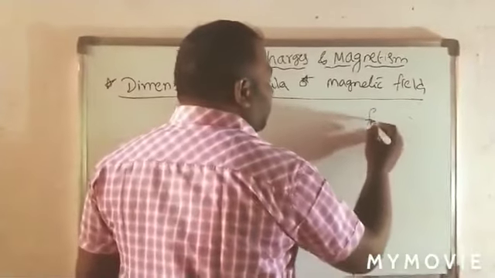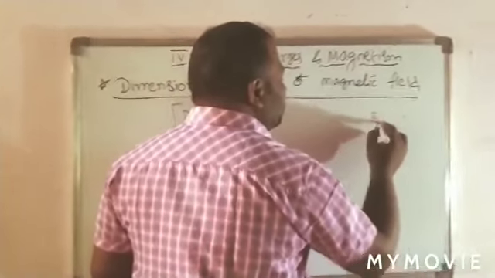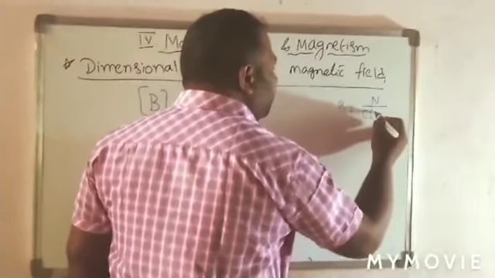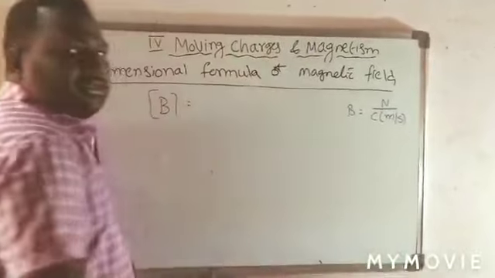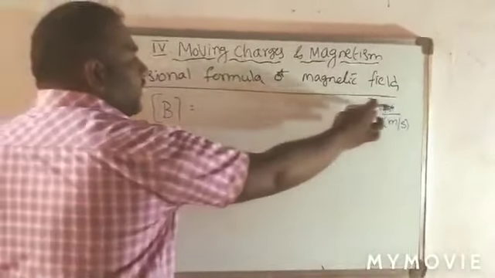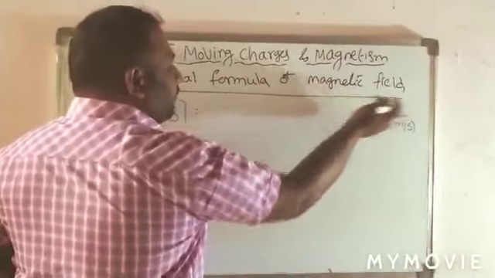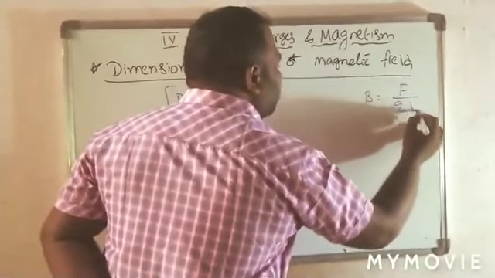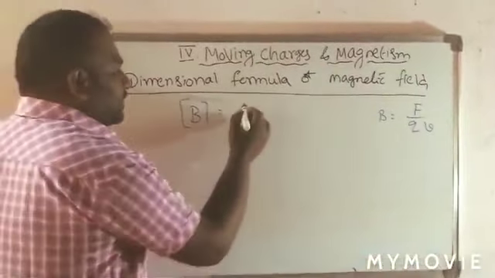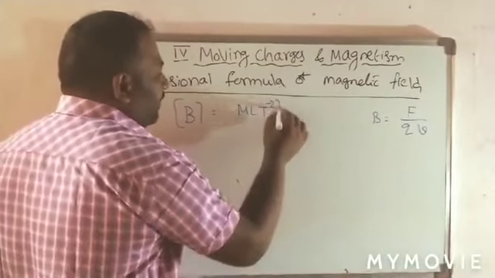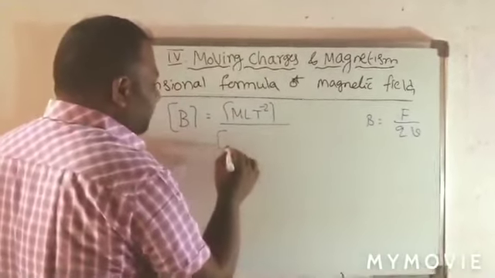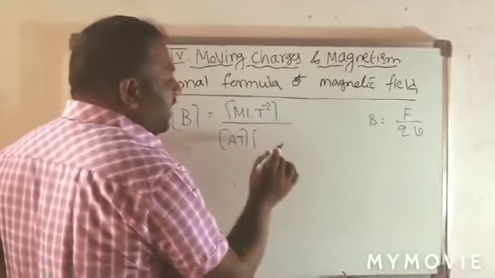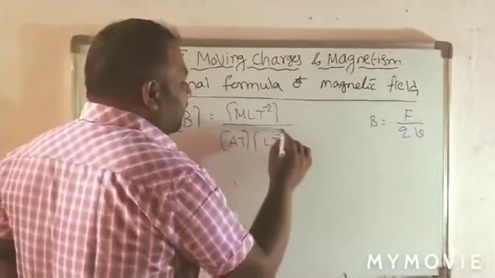Here we know the magnetic field B is equal to, what is the unit we derived? Newton per Coulomb into meter per second. Now from this, the dimensional formula for the Newton is nothing but force. So here the formula is force by Q into V. The force dimensional formula is M L T power minus 2, divided by the charge dimensional formula, which is ampere into second, and the velocity dimensional formula, meter per second, L T power minus 1.